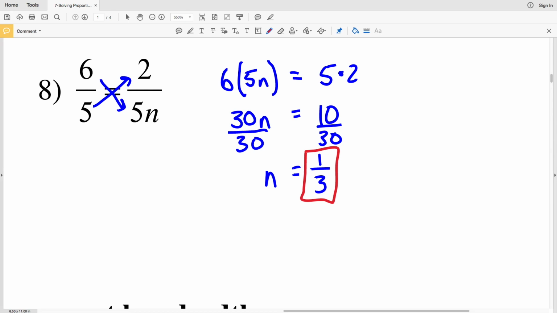Continue on to the next video, where I'll start by solving each proportion, rounding our answer to the nearest hundredth.